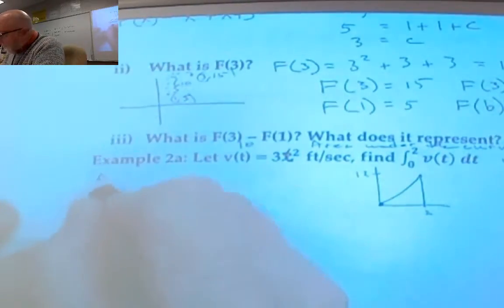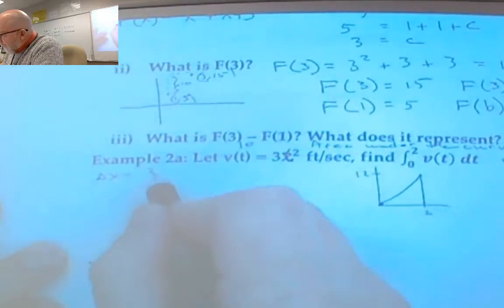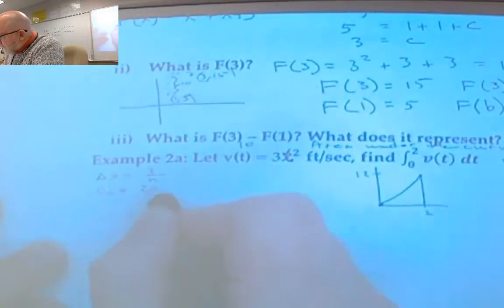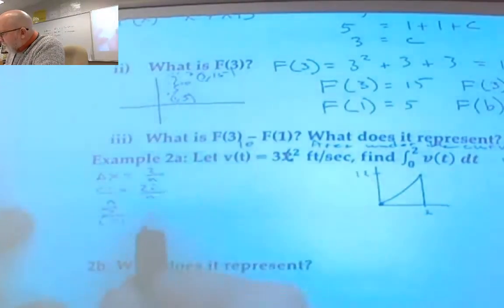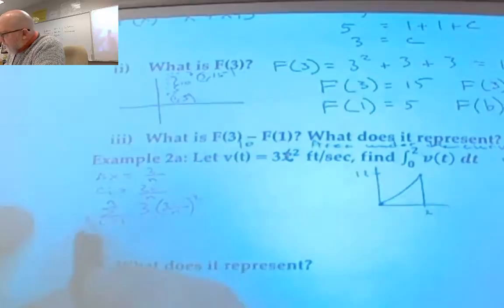Delta x, what is it? 2 minus 0 over n. We'll make it fast, we'll say 2 over n. C sub i, what is it? 2i over n. Perfect. We're going to do a summation, right? i equals 1 to n. What goes here? 3 times 2i over n squared. And what goes out in front? 2 over n.